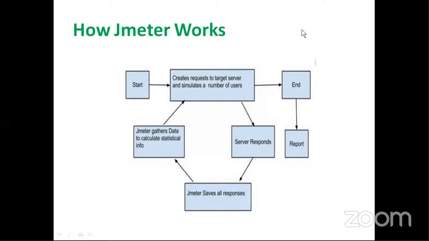Whatever the server responds, for example some error for some users, and for some users it provides a response, JMeter saves all the responses. From those responses, JMeter starts gathering statistical data. For example, the number of records which passed, the number of users which failed, what is the minimum time 50% of the users were taking, and what is the maximum time taken to hit the server. Those kinds of details can be taken from JMeter.